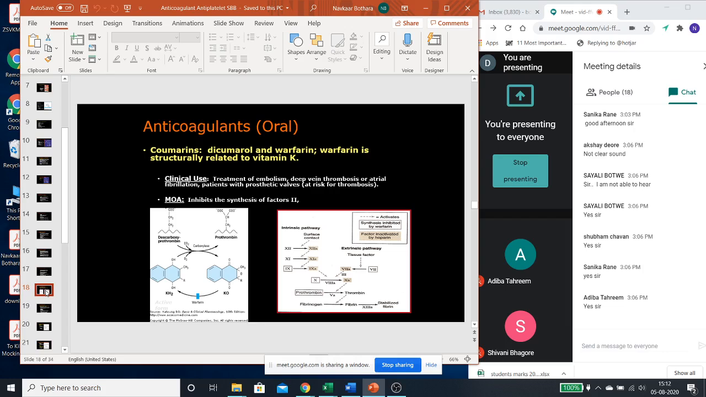So, how to overcome the problem? Oral anticoagulants were thought about and preferred, and accordingly the most common, most widely used and one of the oldest anticoagulants in that category are called coumarins. There are two major ones in this: dicumarol and warfarin. Warfarin is structurally related to vitamin K. It is used in the treatment of embolism, may it be deep venous thrombosis or atrial fibrillation.